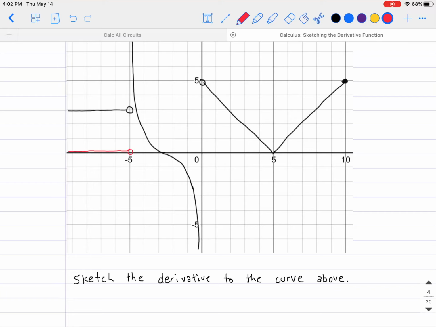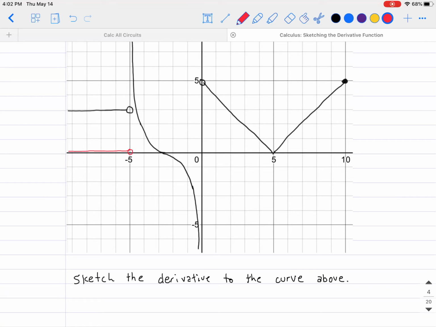So next piece, in fact, I'm just going to go ahead and draw an open circle there. It's pretty safe to say that if your original function has an open circle, the derivative would then be an open circle as well. Because if the function is not continuous, you cannot find a derivative there.